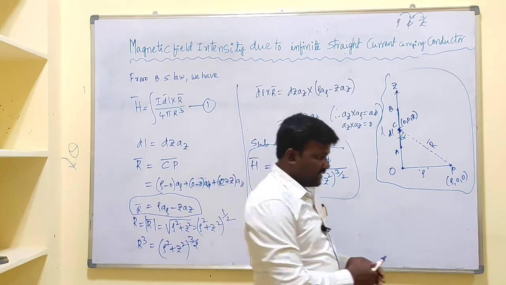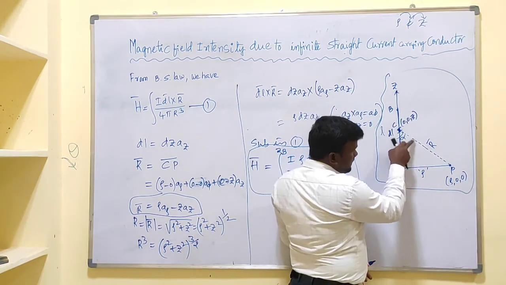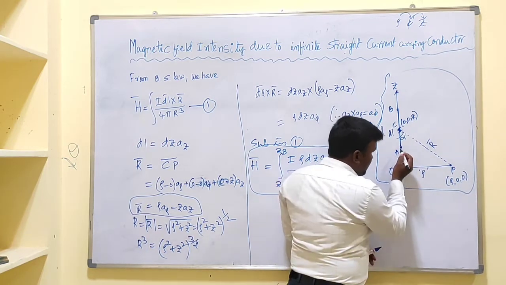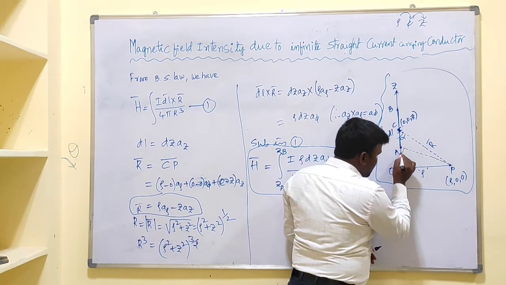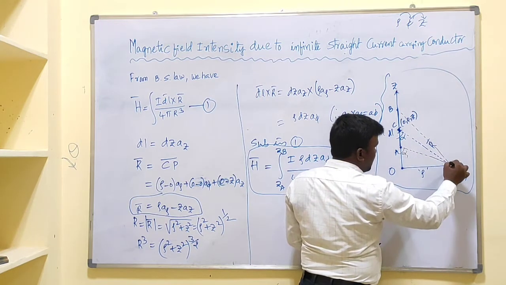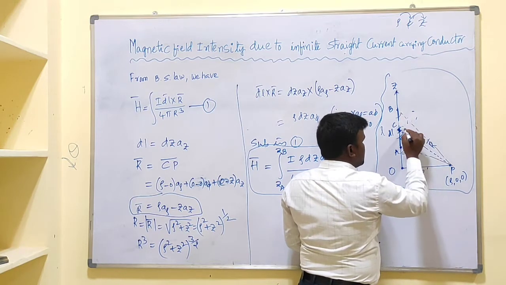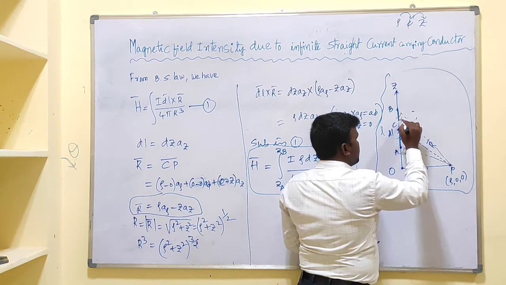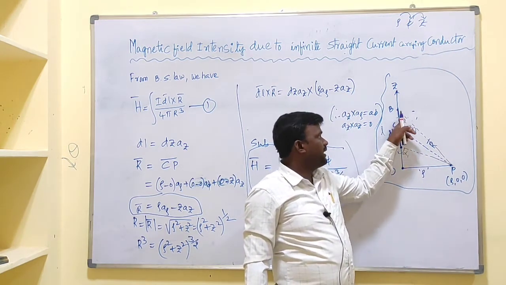If you see this lower end here, alpha is the angle between this distance vector and the source point. If the source point is shifted downward, to the lower end, in that case the angle is alpha 1. And for the upper end, at the point 0, 0, z, we can take this angle as alpha 2. That means the angle subtended by the lower end is alpha 1, and the angle subtended by the upper end is alpha 2.